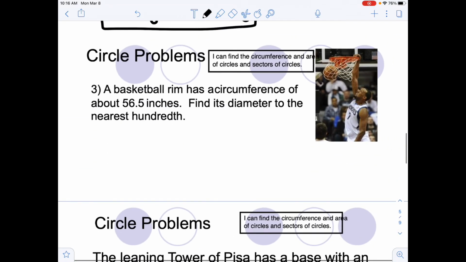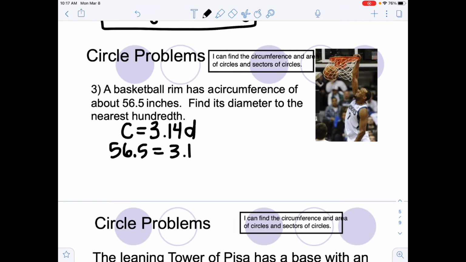Number 3 says a basketball rim has a circumference of about 56.5 inches. Find its diameter to the nearest hundredth. So we're working with circumference, so I'm going to write my formula. C equals 3.14 times diameter. This one's a little bit different because in this one I'm given the circumference. The circumference is 56.5 equals 3.14 times the diameter.